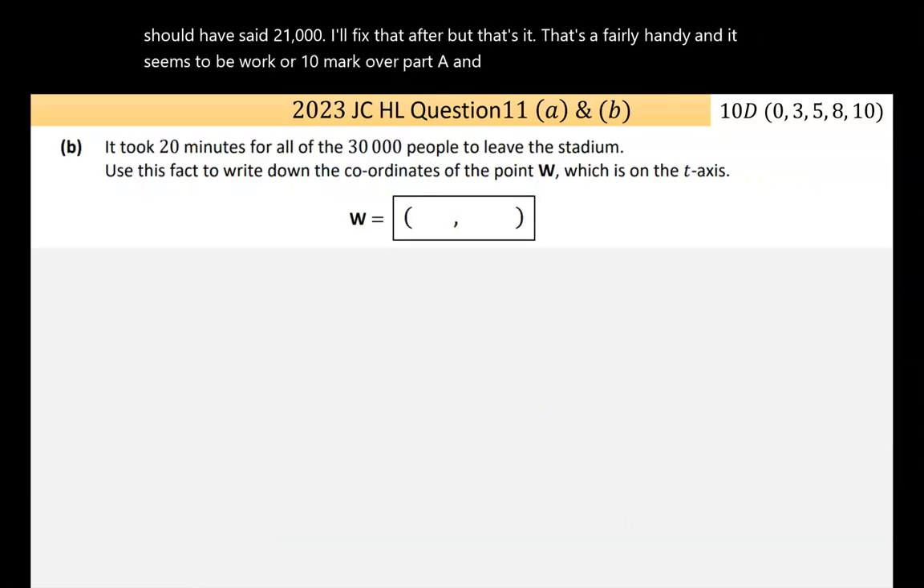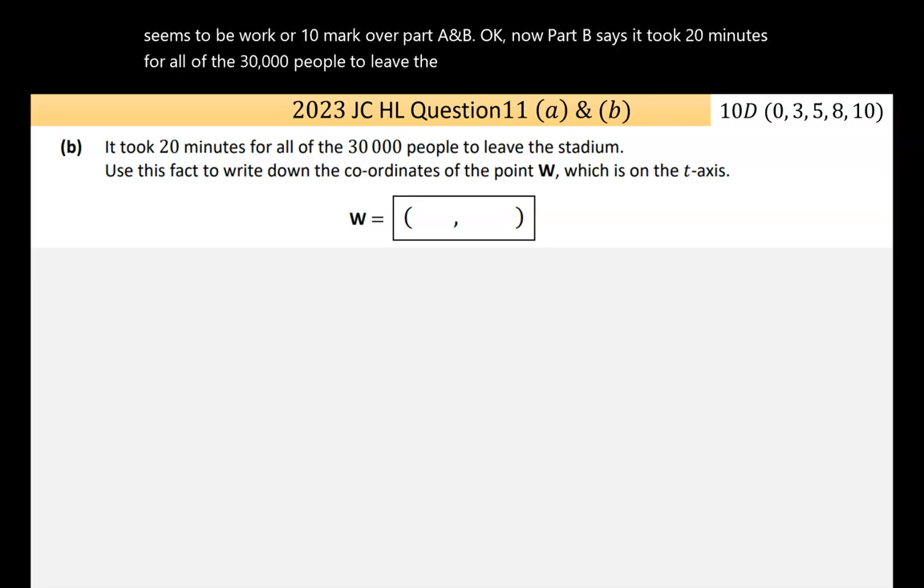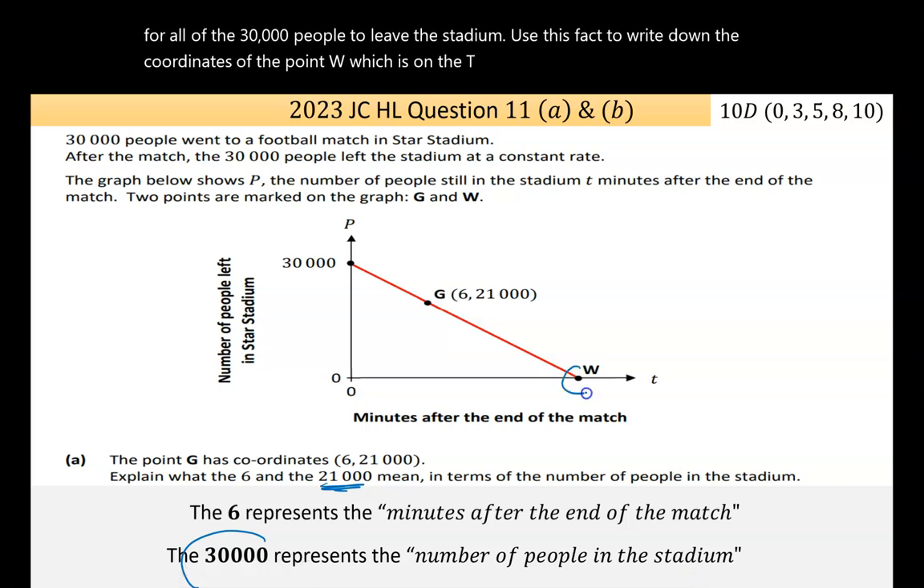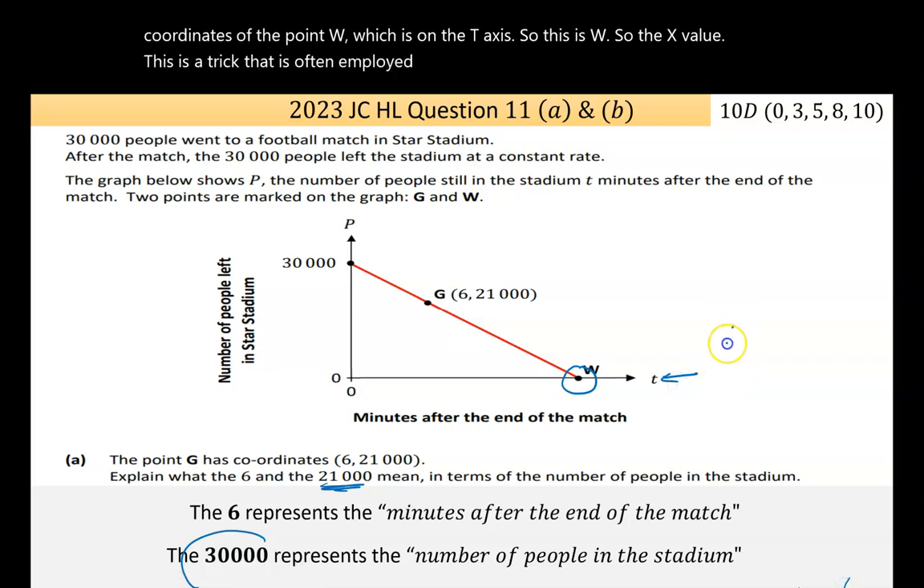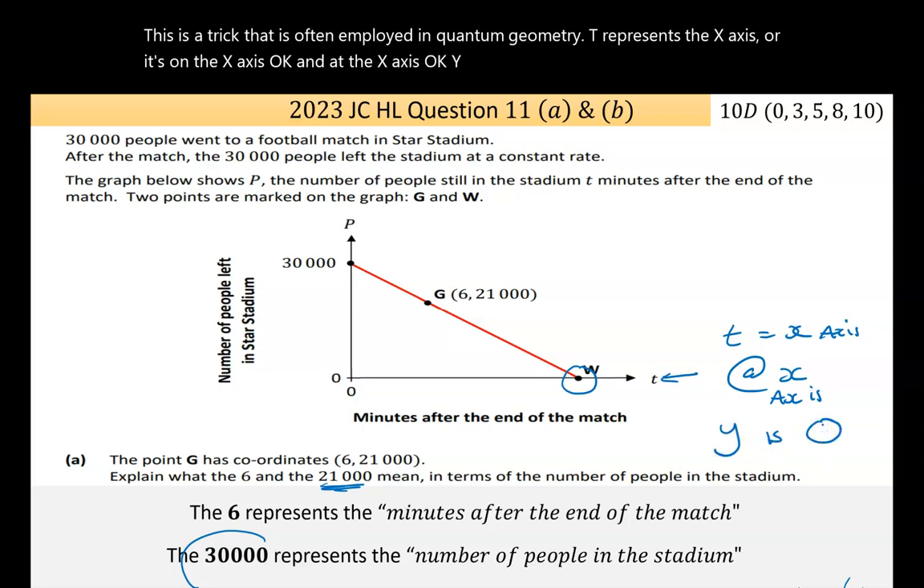Now part B says it took 20 minutes for all of the 30,000 people to leave the stadium. Use this fact to write down the coordinates of the point W, which is on the t-axis. So this is W. Look, this is a trick that is often employed in coordinate geometry. T represents the x-axis, and on the x-axis, y is always 0.